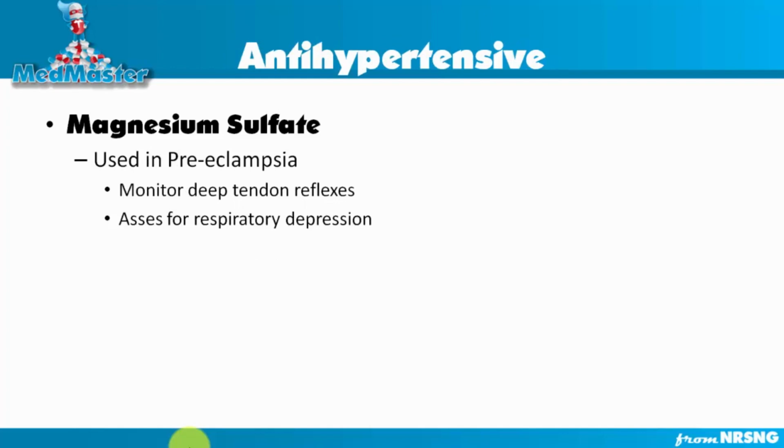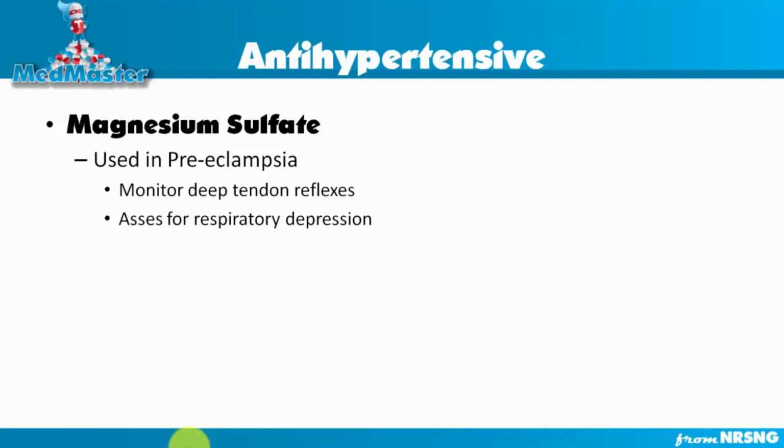Antihypertensive. So we're going to talk specifically just about this one, magnesium sulfate. Magnesium sulfate can be used with preeclampsia. Now remember, preeclampsia is like high blood pressure during pregnancy. I almost forgot the word pregnancy there for a second. But it's high blood pressure during pregnancy.